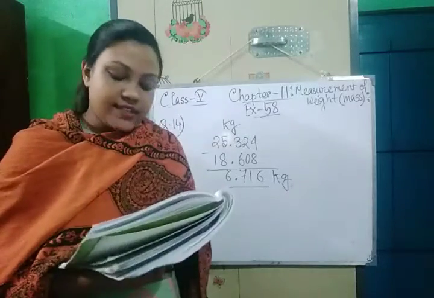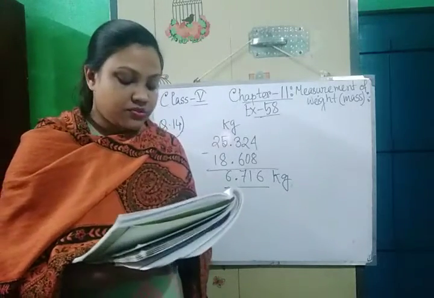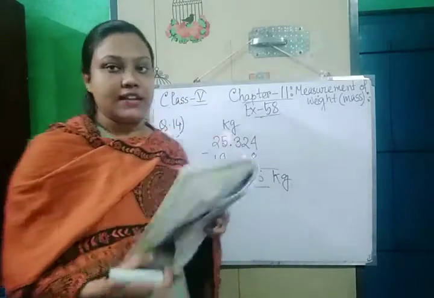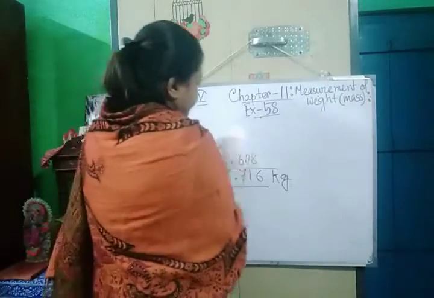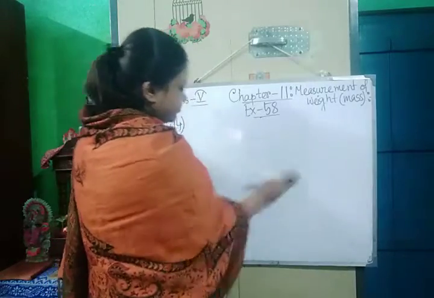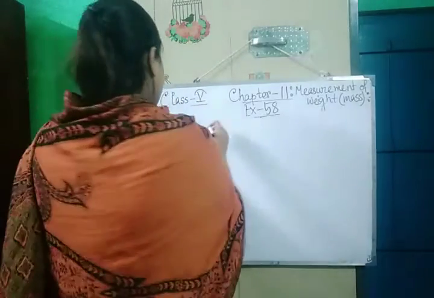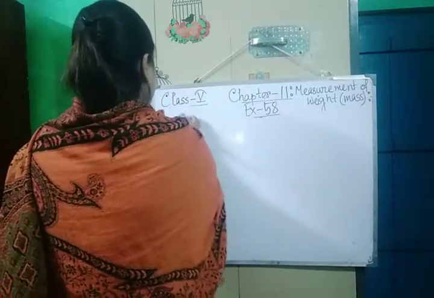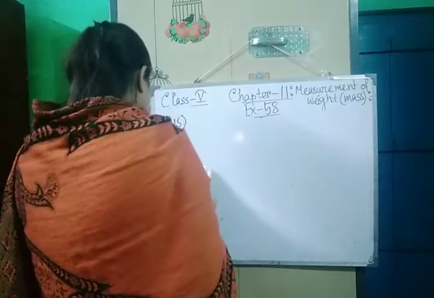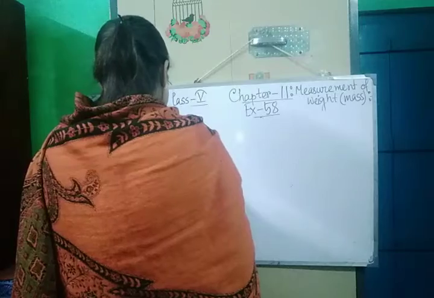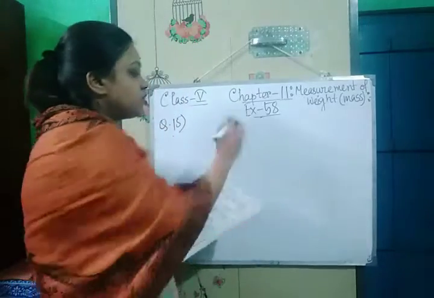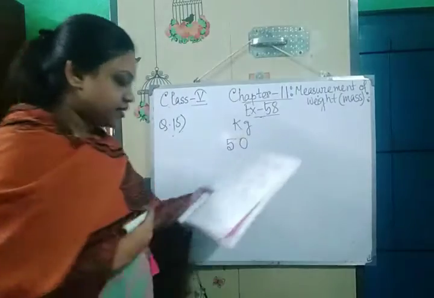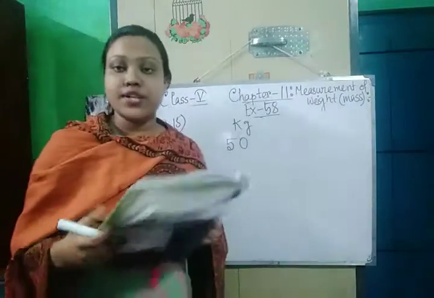Next I am doing question number 15. Question number 15, again first we have to arrange them in column, then we will add. Sorry, not add, we will do subtraction. Subtract 41 kg 826 gram from 50 kg. From 50 kg we have to subtract 41 kg 826 gram.